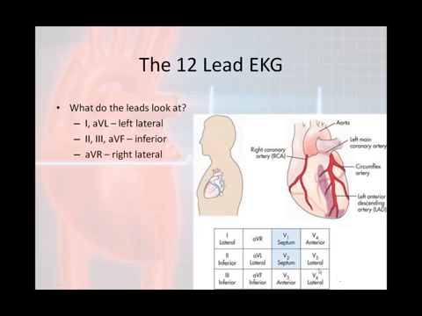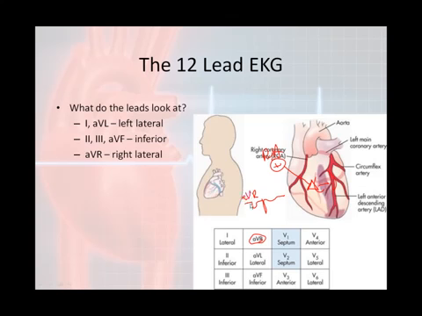AVR is actually right lateral, and the main reason that we have an AVR really is to confirm if the electrical conduction is going in the proper direction. Because AVR is a unipolar lead, what you have is a positive electrode up here on the right arm. The heart is the negative, the central terminal. You're looking in this direction. What you can use AVR for is to confirm that the electricity is traveling in the proper direction, because you're going to have an inverted P wave, an inverted QRS, and an inverted T wave. All of this is going to be in your AVR lead.